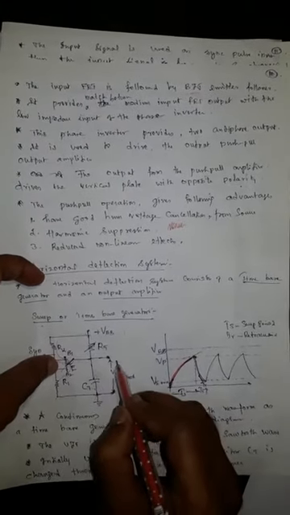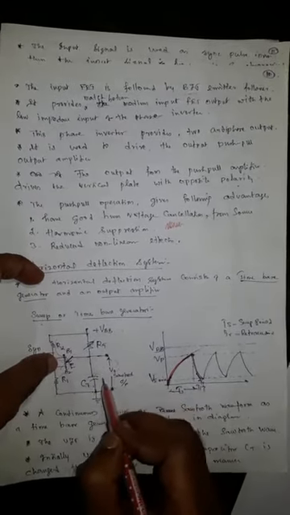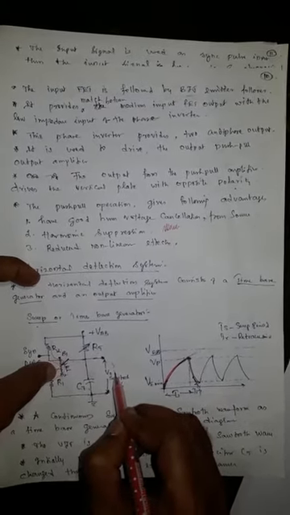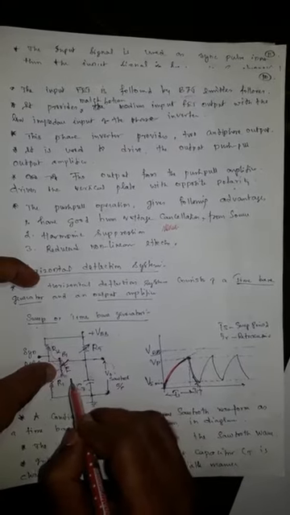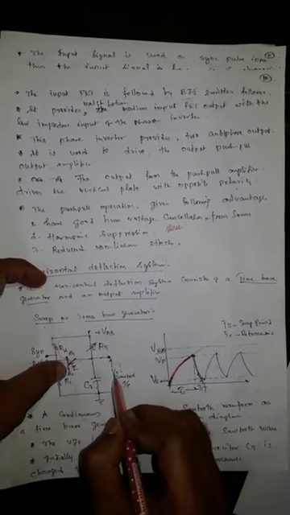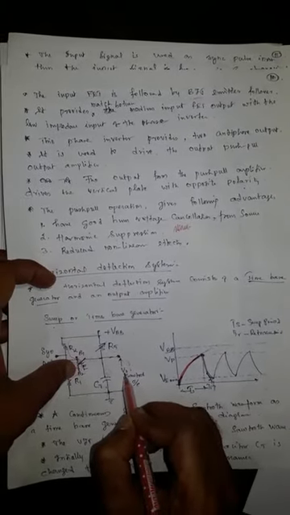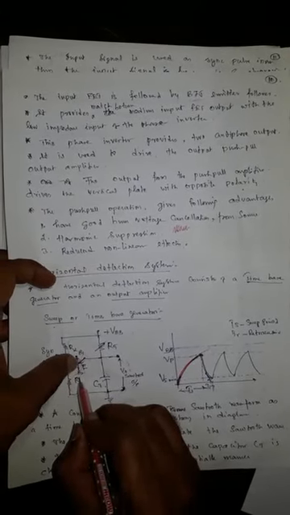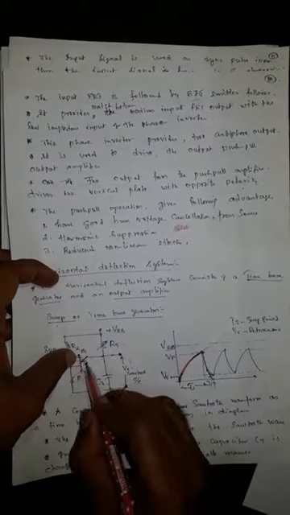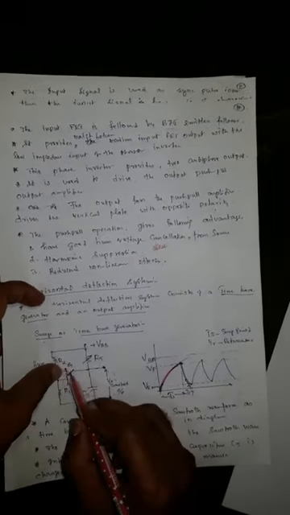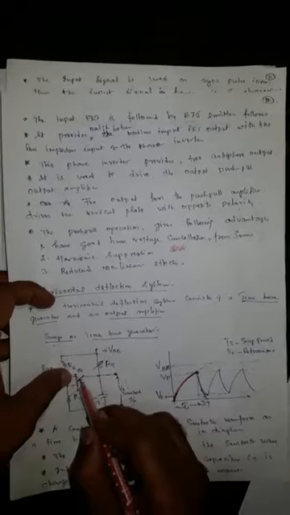So the voltage will not appear in the output, because the resistance of the output side is higher than that of this UJT. This junction resistance is comparatively lower than that of the output. Therefore the entire voltage drops across this junction, or the entire current will flow through this junction.